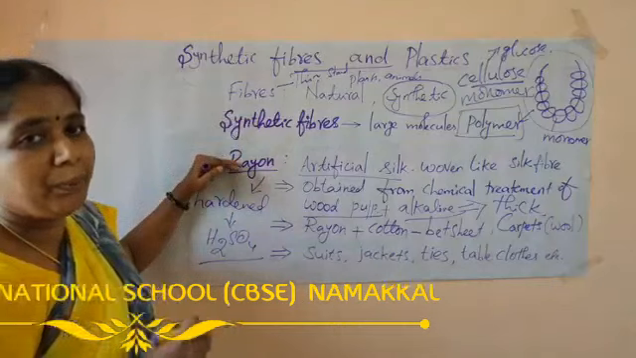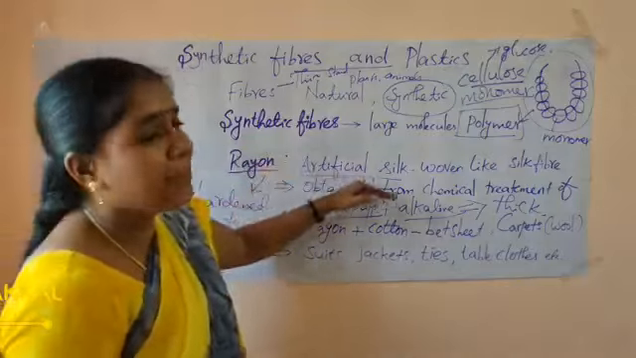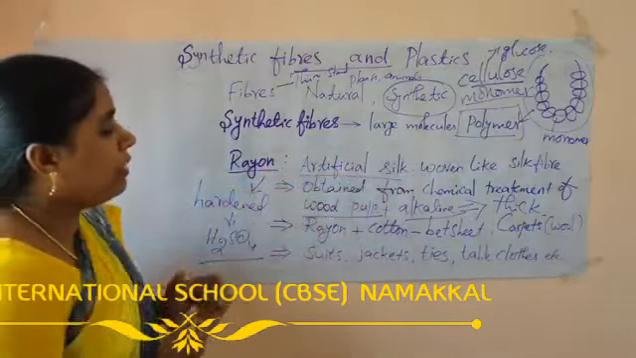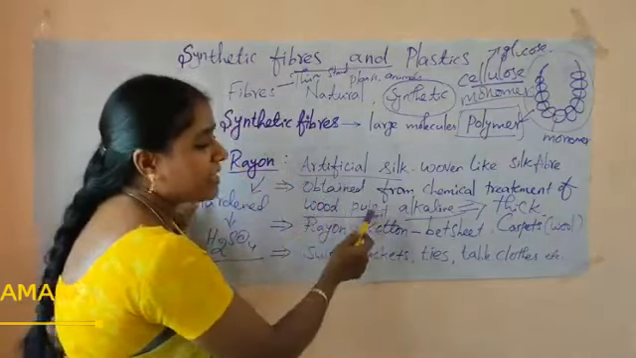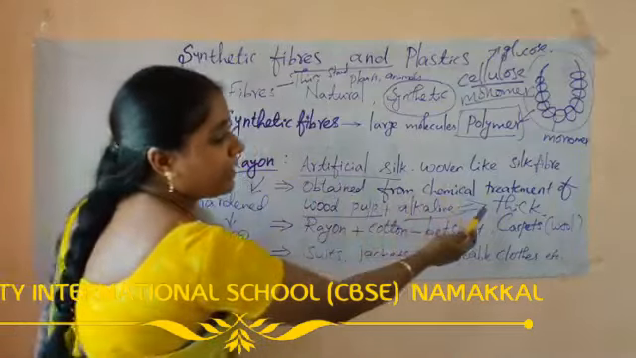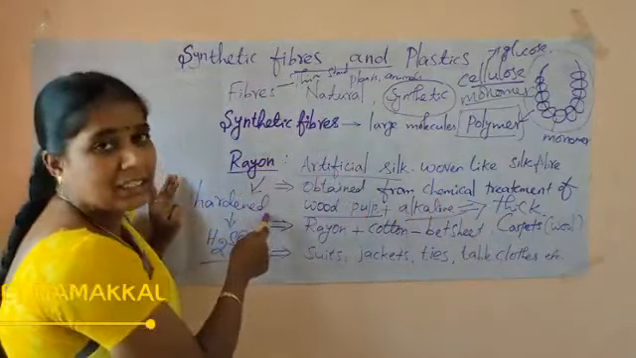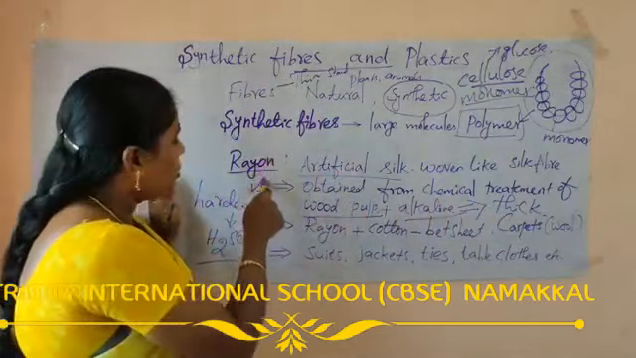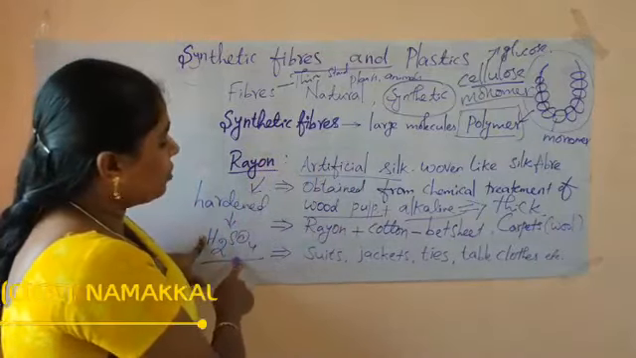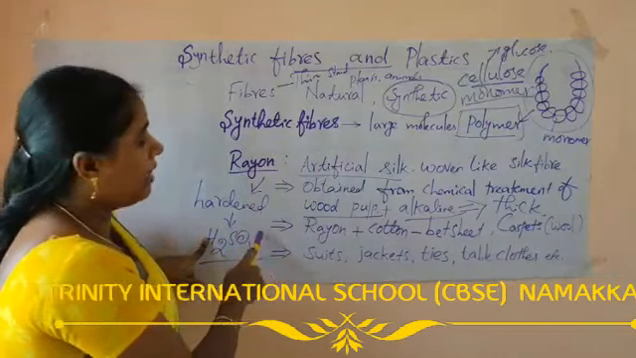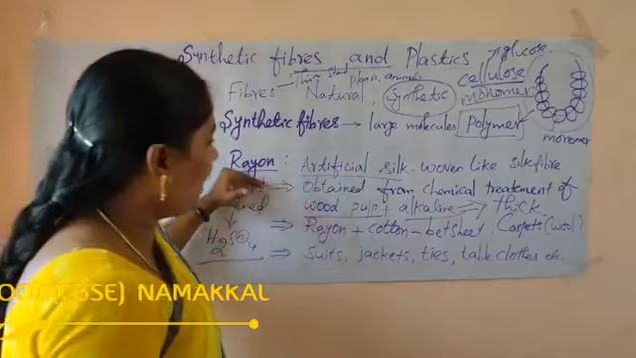So how do we prepare rayon? Rayon is obtained from the chemical treatment of wood pulp. In this treatment, first they take wood pulp and mix it with alkaline solution. Then we get a thick liquid. This thick liquid is passed through holes, and it is converted into rayon. That rayon is hardened by treating it with sulfuric acid. Then we convert the rayon fiber into fabric. In this way, they get the rayon fiber.